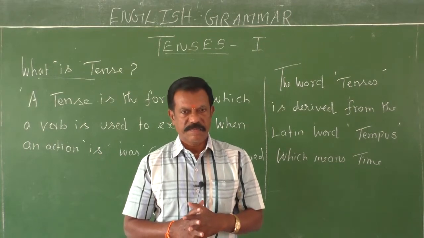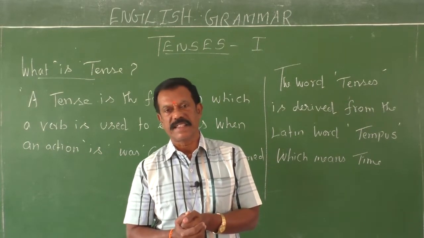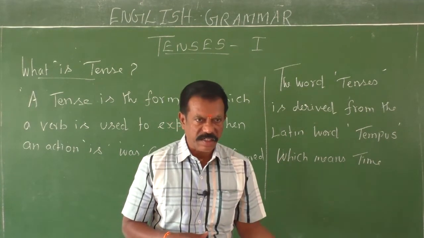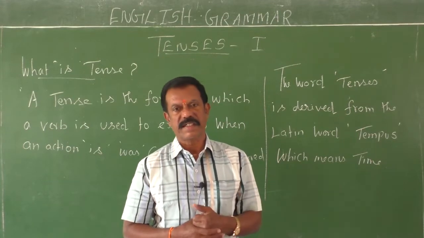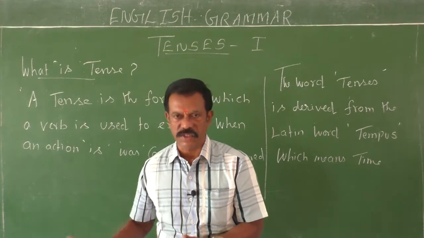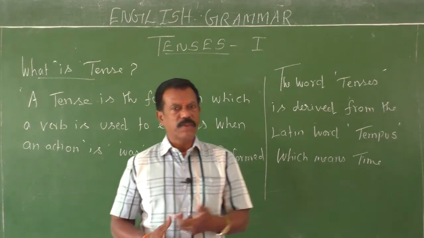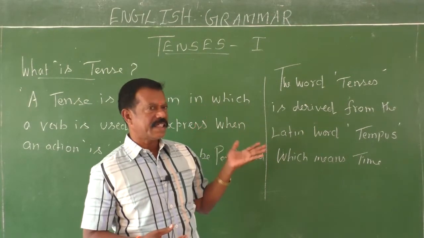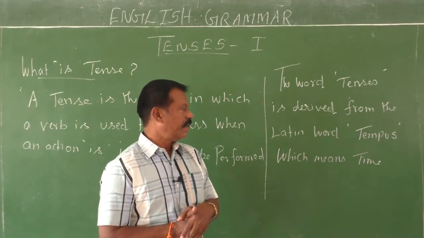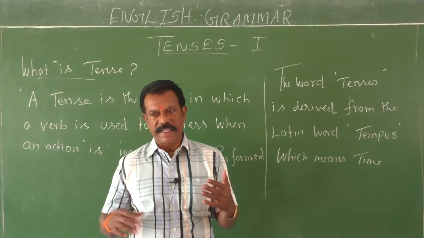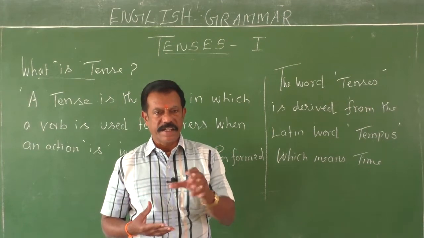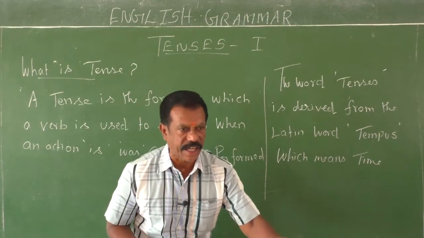So grammarians generally classify the tenses, that is the time of action, into three major parts. The action relates to past time, the action relates to present time, the action relates to future time. I will explain one by one. Before that, you should know the word. Tense is derived from the Latin word tempus, which means time. So time and tenses are different concepts. Time is a universal concept, but tense refers to the particular time of an action done by the subject.